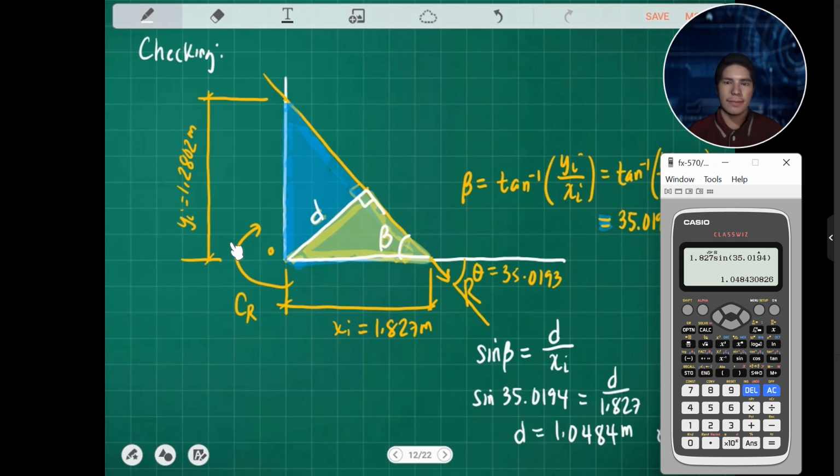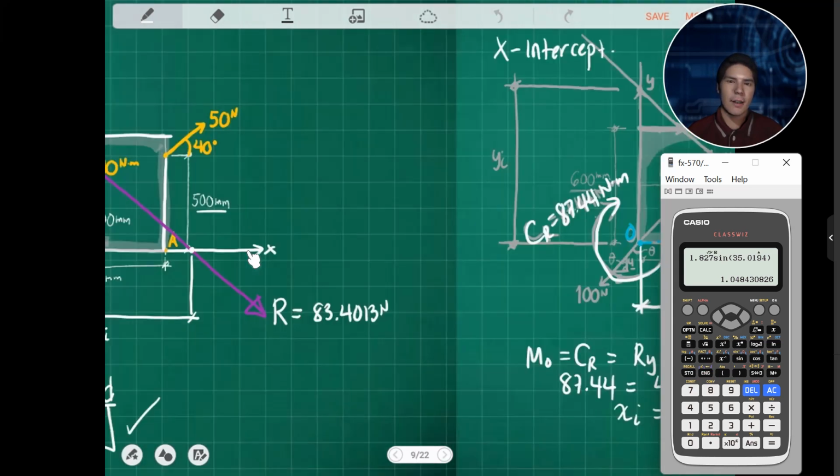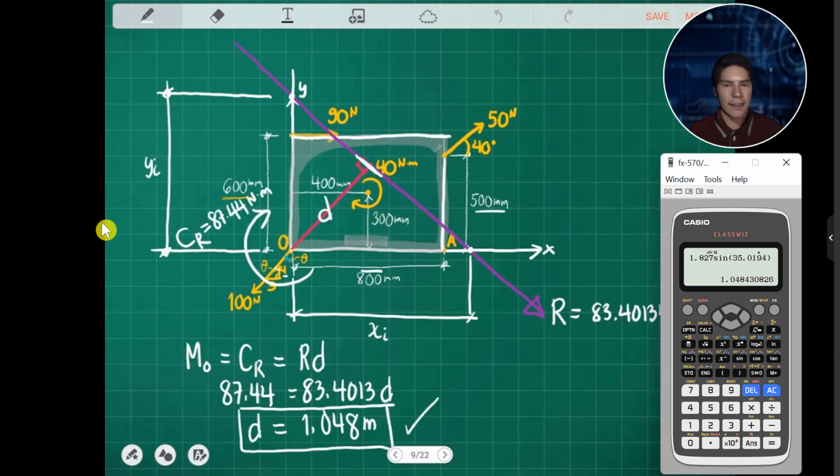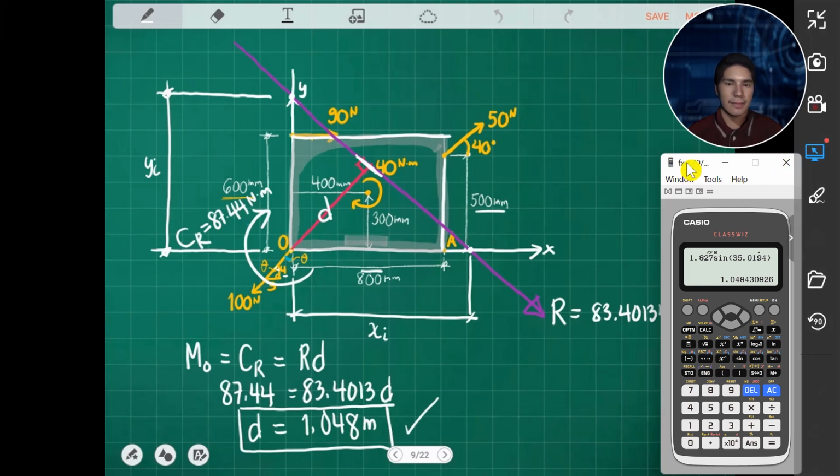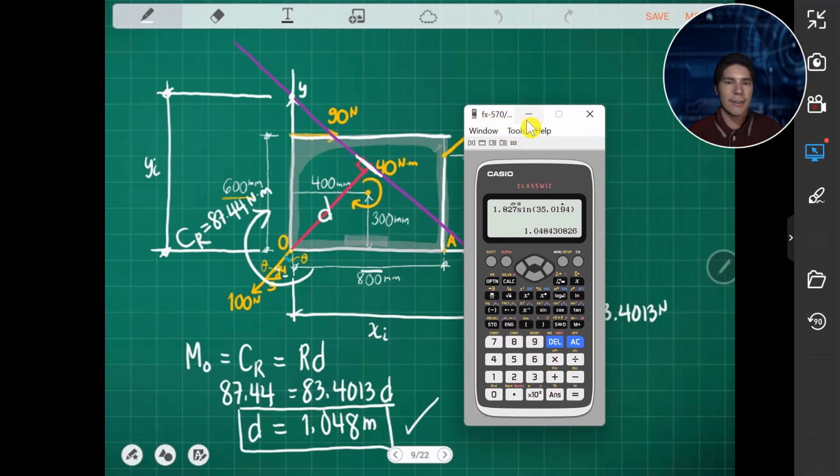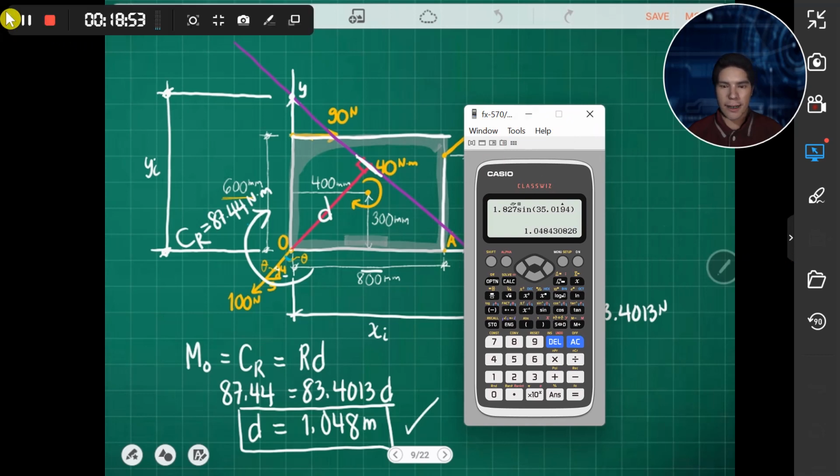So anyway, pwede na to, no? So the formula is just force times the distance. Okay, just make sure lang that the distance is perpendicular distance. Okay, so I think that's it.